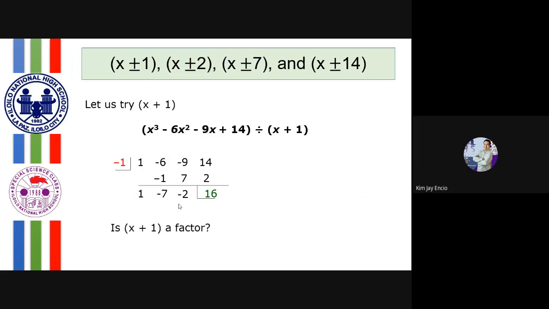And so, is x plus 1 a factor? Remember that if you divide by a linear binomial divisor, the last number in the last row is the remainder. Is x plus 1 a factor? The answer is no. For x plus 1 to be a factor, the remainder has to be 0. But since the remainder is not 0, it's sufficient evidence to say that x plus 1 is not a factor, or -1 is not a root.